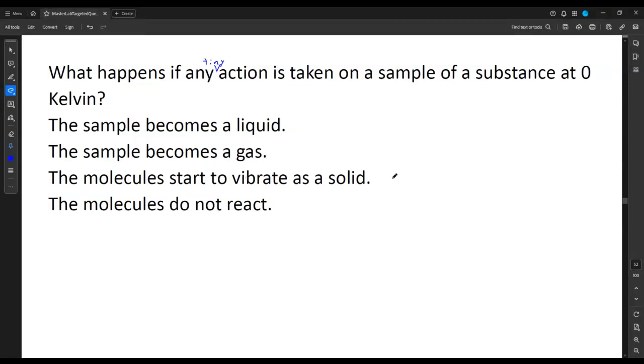But if some tiny action is taken on something that's at 0 Kelvin, then at that point it was a condensate. If you raise the heat a little bit, if you make a collision, if you change pressure, then it will give the molecules of the substance a tiny bit of energy. And so that'll be just enough to make them basically wiggle in place and technically become a solid again.